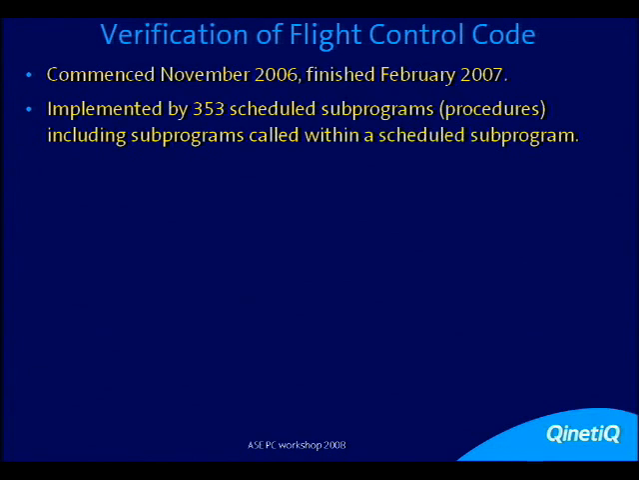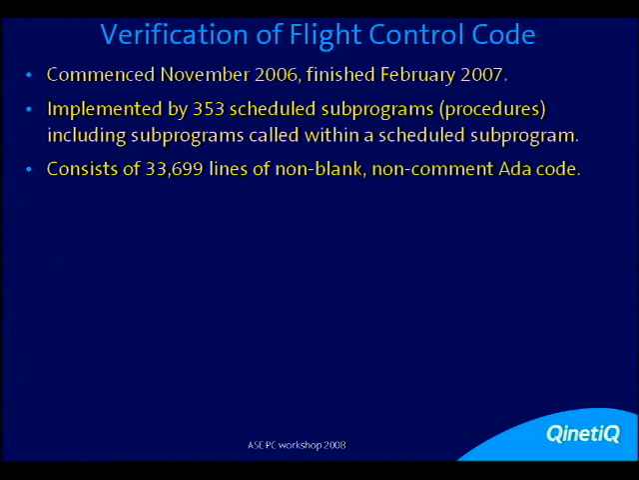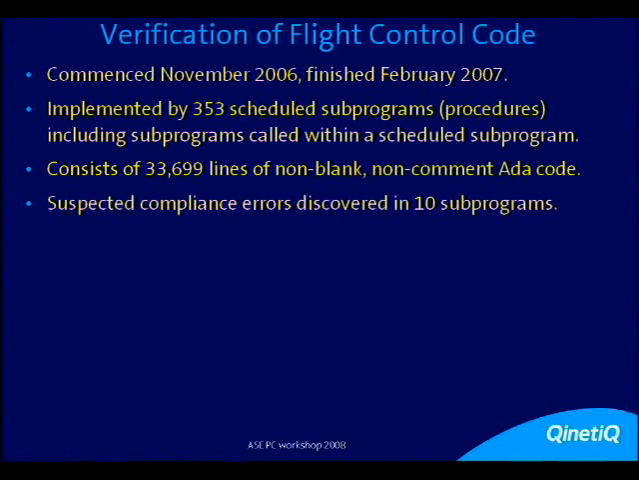The control system was implemented by 353 scheduled subprograms, procedures, and that includes subprograms called within the subprogram itself, so procedures called in procedures, within the scheduled overall system. And that consists of roughly nearly the best part of 34,000 lines of non-blank, non-comment Ada code. So it's real code that does stuff. And we found suspected compliance errors in 10 subprograms. We're not labeling them definitely as errors because remember, the specification, even in the Fortran, can get out of step with the implementation occasionally. And that's an important issue to find.